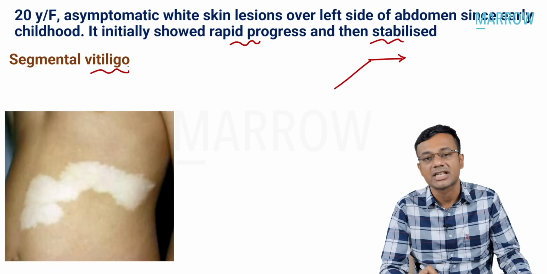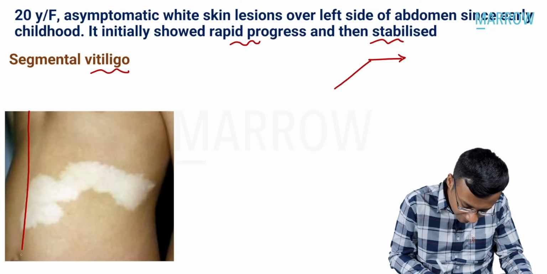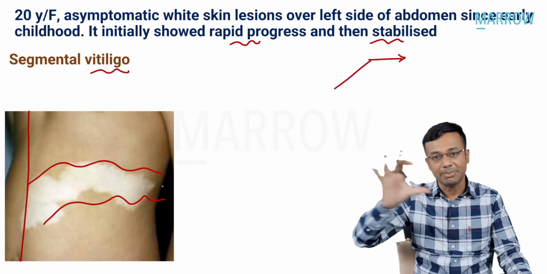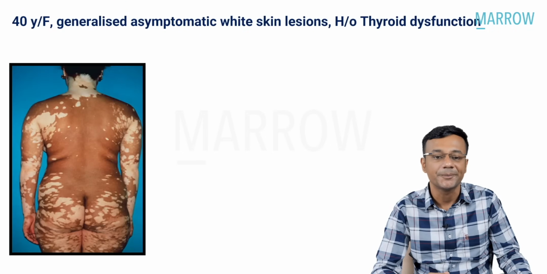Vitiligo is a condition characterized by loss of melanocytes, and here we can see this unilateral distribution, segmental distribution, a course which has a rapid progress and then stabilizes. This vitiligo is called segmental vitiligo.